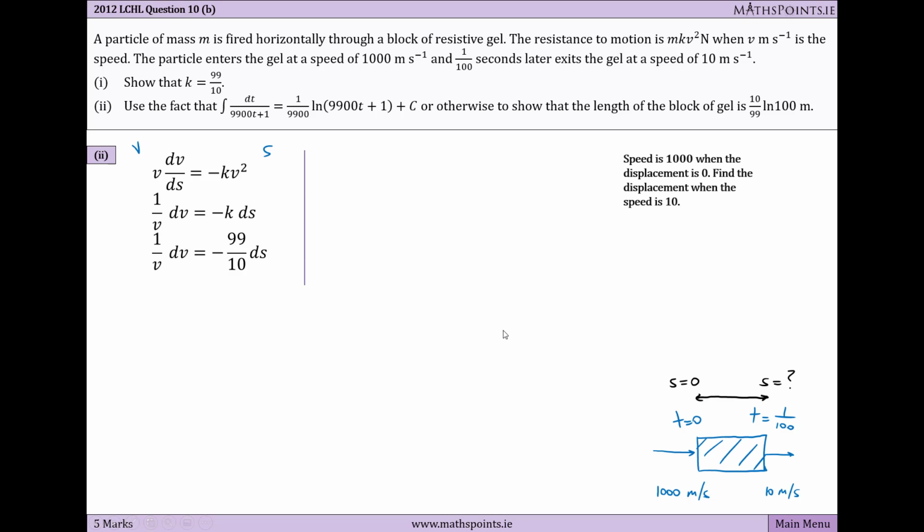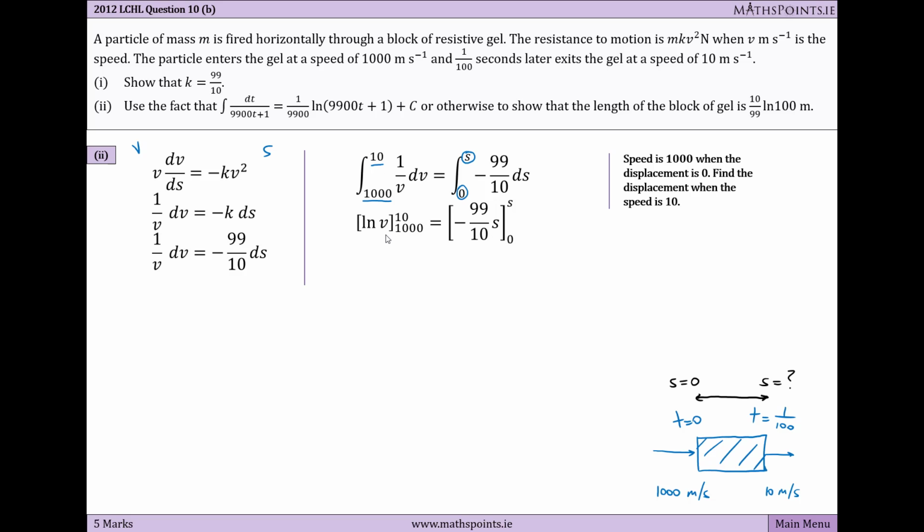So we're going to integrate both sides and we're going to use the following limits. We know that the displacement, or the distance travelled by the particle on entering the block, was obviously 0, and this occurred when the velocity was 1000. And we're looking for s, the displacement or the distance travelled, when the velocity had decelerated to a speed of 10 meters per second. So integrating 1 over v with respect to v, we get the natural log of v, and integrating minus 99 over 10 with respect to s, we get minus 99 over 10 s.